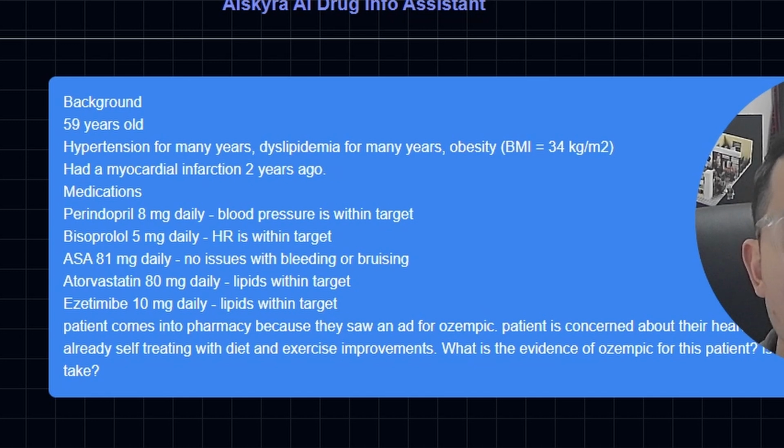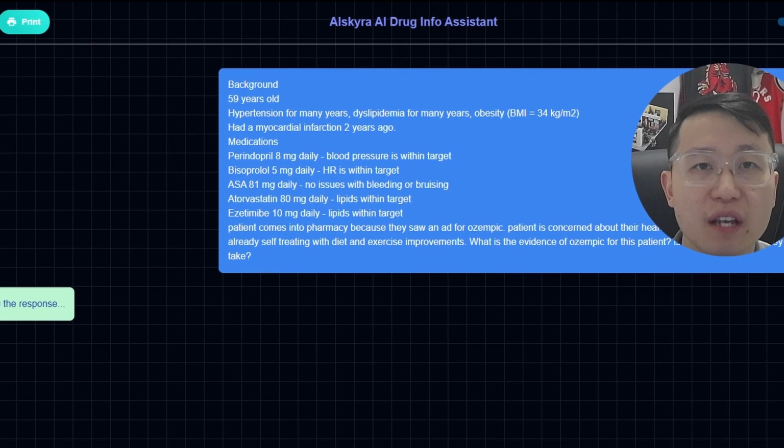They're already doing improvements with their diet and exercise. And they're asking you, what is the evidence of Ozempic for themselves? And if not Ozempic, what else could they be doing?